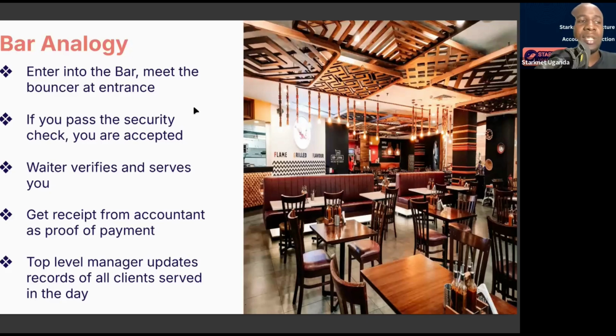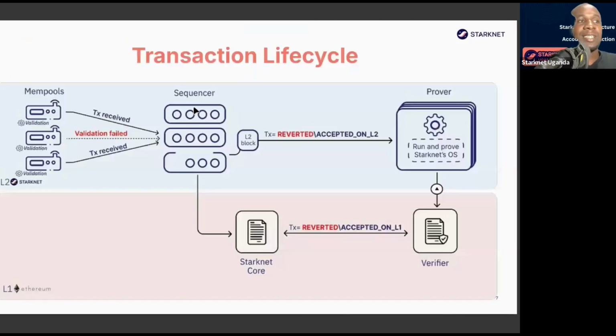You know that these are the customers who came today, and these are the sales we were able to make. It balances everything. So I'm just using this analogy to explain how Starknet works. So we're going to see that Starknet, this is just sort of like a transaction life cycle of Starknet. So it has a mempool, it has a sequencer, it has a prover, and it has a verifier.